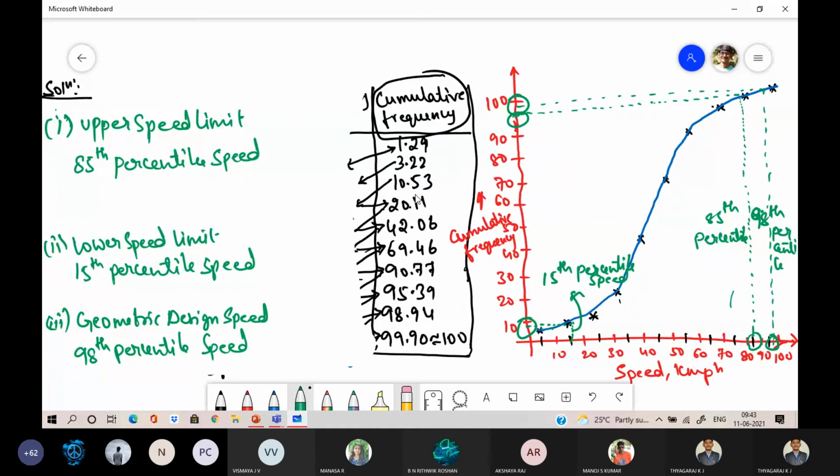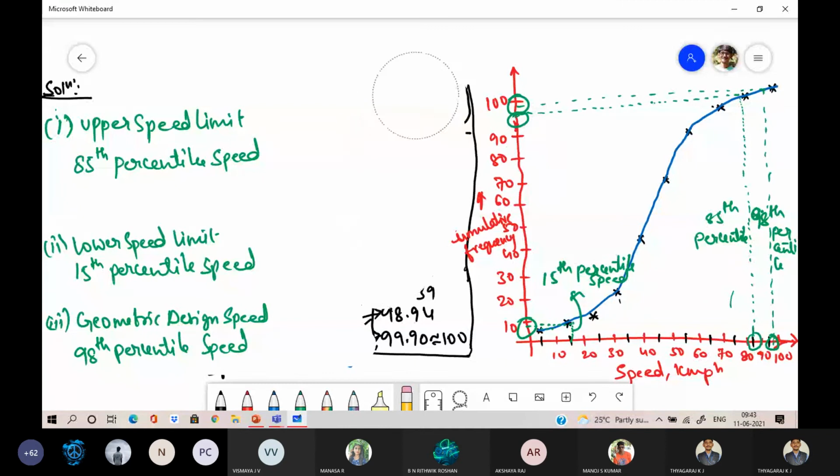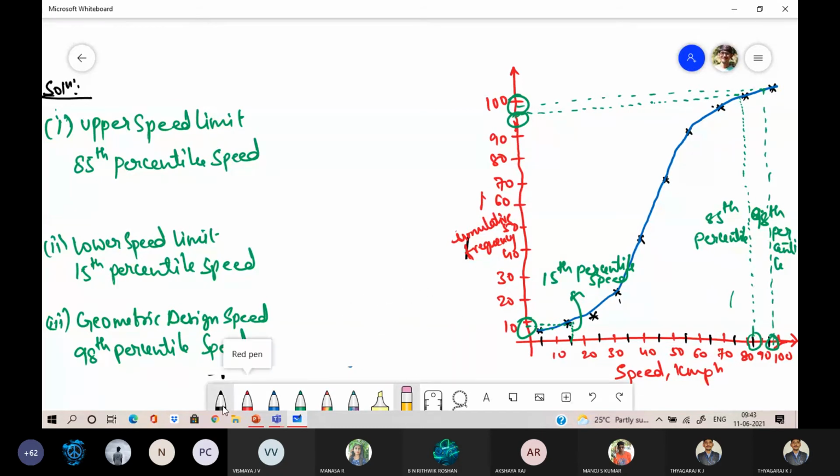Are you getting these values? Are you following how to get the values? Yes, sir, following. If not understood, you can ask me. Sir, I didn't understand. Which one? Why 85 and 15, sir? I didn't understand.